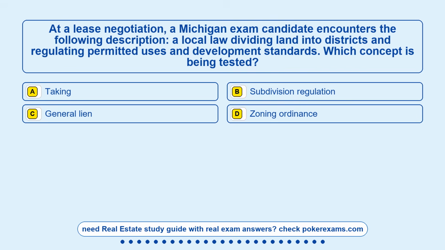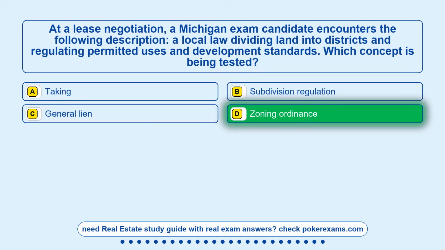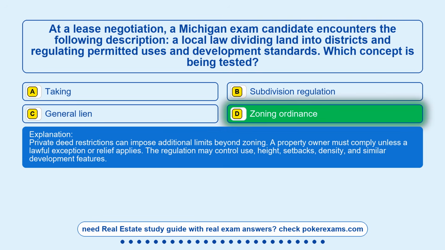Question 19. At a lease negotiation, a Michigan exam candidate encounters the following description: a local law dividing land into districts and regulating permitted uses and development standards. Which concept is being tested? Option A, taking. Option B, subdivision regulation. Option C, general lien. Option D, a zoning ordinance. The correct answer is option D, zoning ordinance. Private deed restrictions can impose additional limits beyond zoning. A property owner must comply unless a lawful exception or relief applies. The regulation may control use, height, setbacks, density, and similar development features.